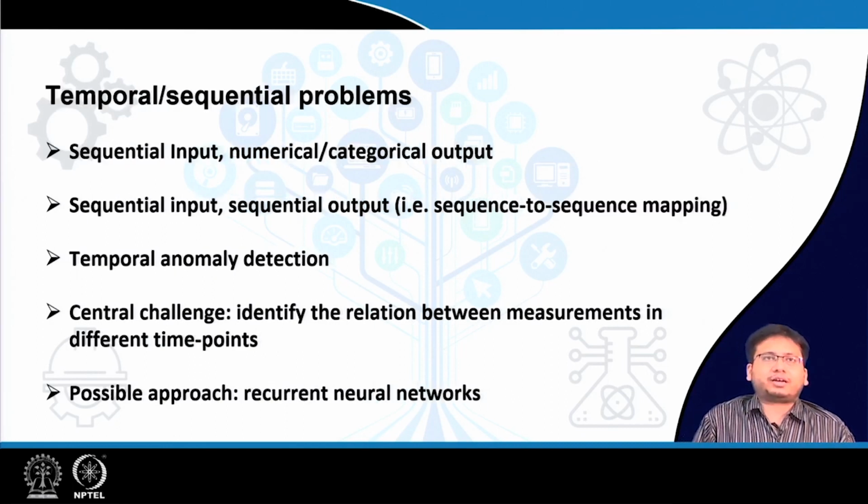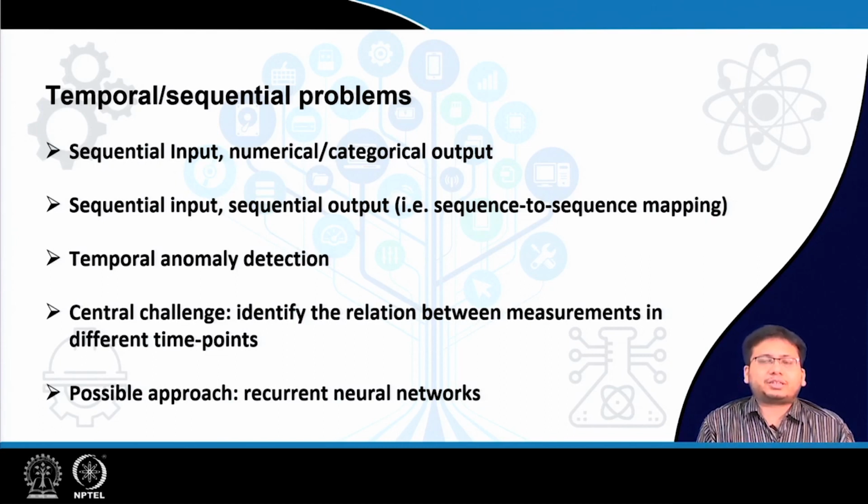Next is the temporal or sequential problem, where the input is something like a sequence or a time series, and the output might be some kind of numerical or categorical value, that is a real number, or the output can also be a sequence, that is a task of sequence to sequence mapping. Apart from that, there is a concept of temporal anomaly detection problem. Suppose I have a time series of a variable, I may want to identify individual time points or segments of the time series in which we see some kind of unusual value being taken. So, that is the temporal anomaly detection problem.